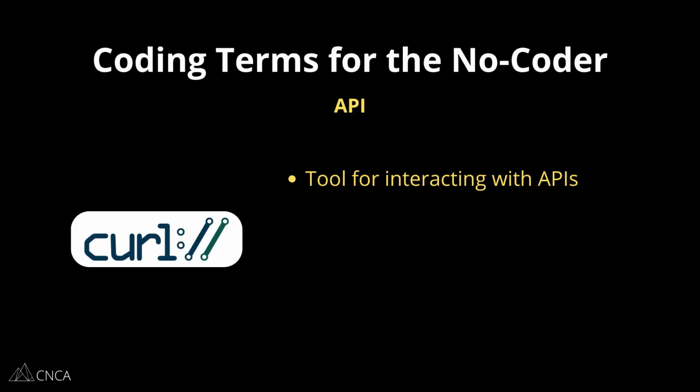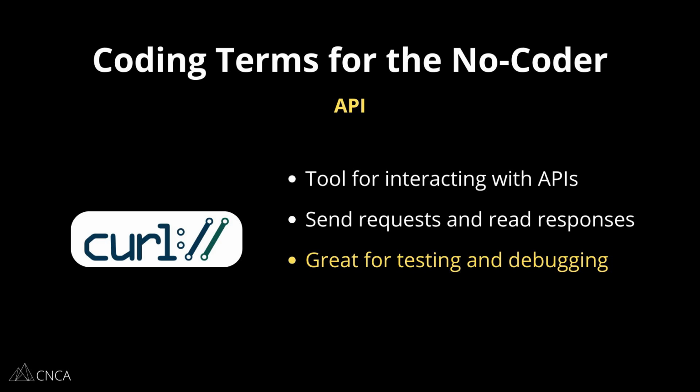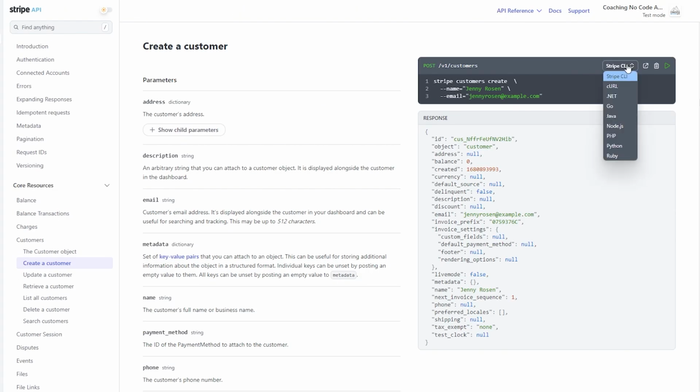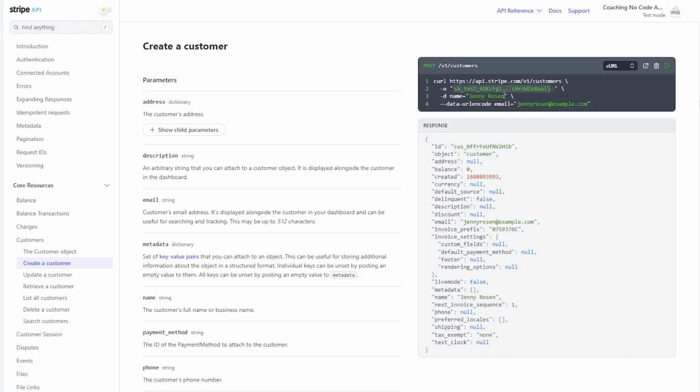Now, one term that you'll likely run into, especially as you're going through API documentation, is curl. Curl is a tool for interacting with APIs. It allows you to send requests and view responses, which is really helpful for testing and debugging. In fact, you'll typically see this tool embedded in API documentation sites. So for example, you can use curl to check and see if an API endpoint is working correctly and see the data that it returns.